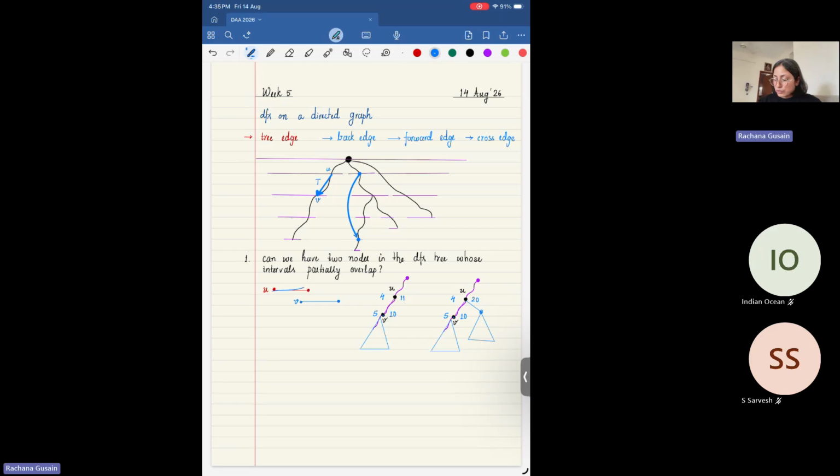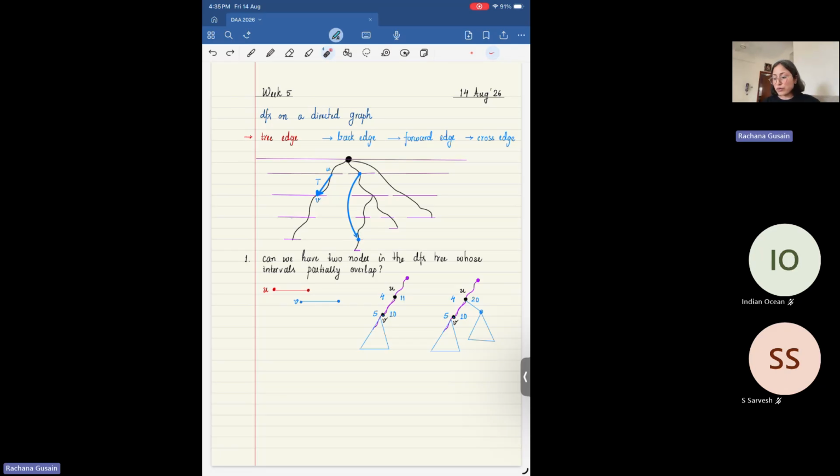So such a situation will never arise where you have just a partial overlap. That is not possible. If I start a node U and I haven't assigned it a finishing time, and I suspend exploring this node and start exploring this other node, I must finish this node before I finish U. So the finishing time of V has to be smaller than the finishing time of U.